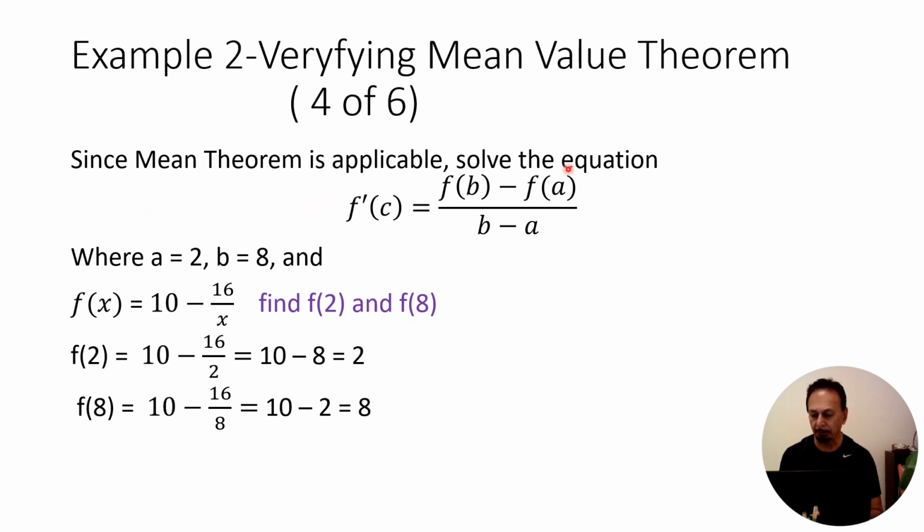Since the mean value theorem is applicable, now we can solve this equation. f prime of c equals f of b minus f of a over b minus a. Here a is 2, b is 8, and f of x is 10 minus 16 over x. So we can find f of 2 and f of 8. f of 2 is 10 minus 16 over 2, which is 10 minus 8, which is 2. And f of 8 is 10 minus 16 over 8, which is 10 minus 2, which is 8.